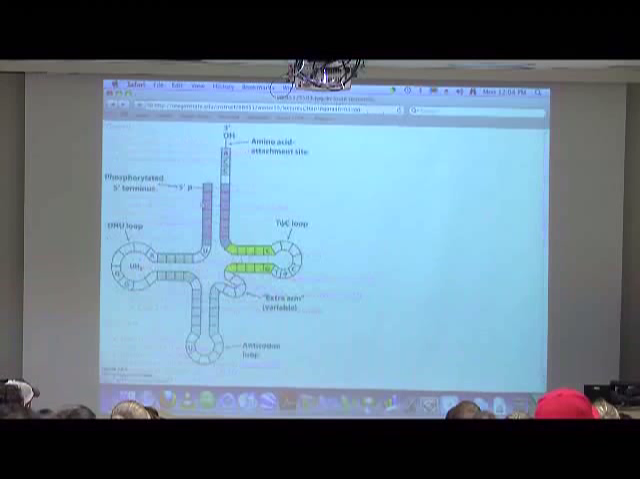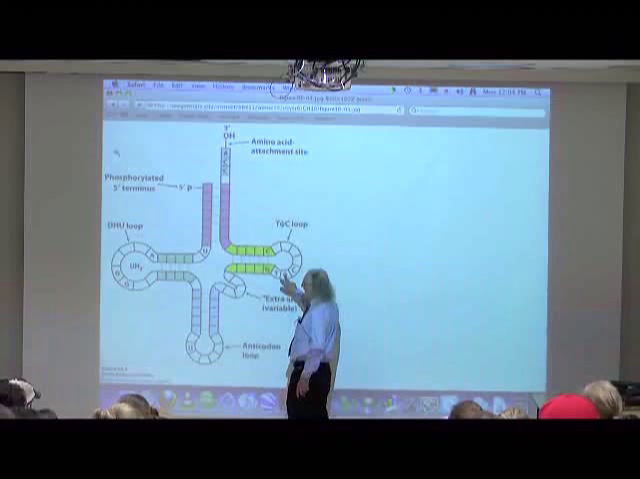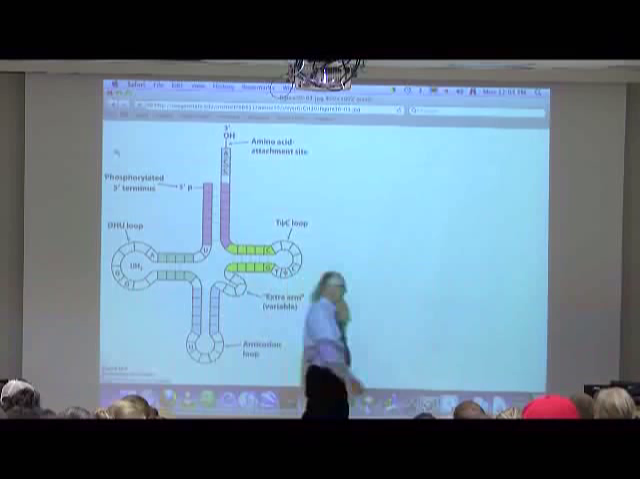That's general structure, same sort of thing there. There are names of the various loops based on things that they have in them. You see some other modified nucleotides in there. There's pseudouracil, which is what that symbol is there. There's dihydrouracil over here in that loop. And of course, the anticodon loop is down here.